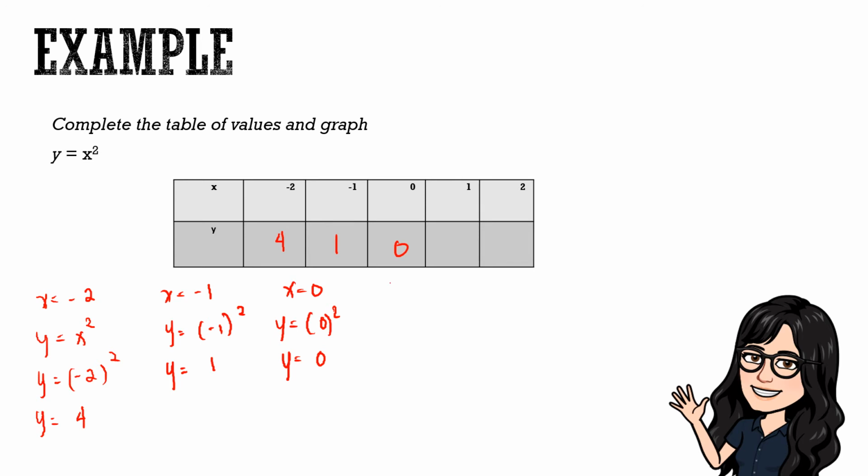Next, if x is equal to positive 1, substitute x by positive 1. So we have y equals 1 squared. Multiplying 1 by itself, the answer is positive 1. Last one, if x is equal to 2, we have y equals 2 squared. Multiplying 2 by itself will give us a product of positive 4. Now, since the y values are already complete, we can now plot the graph.